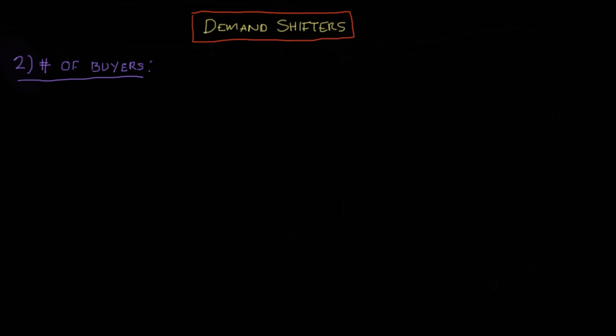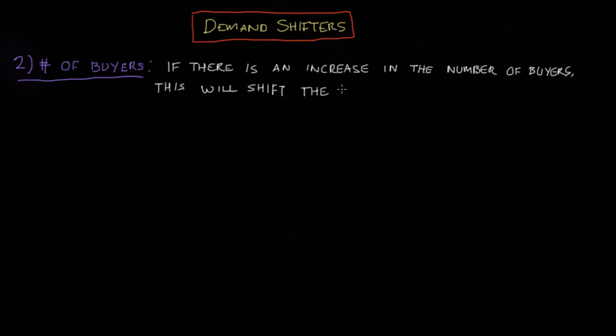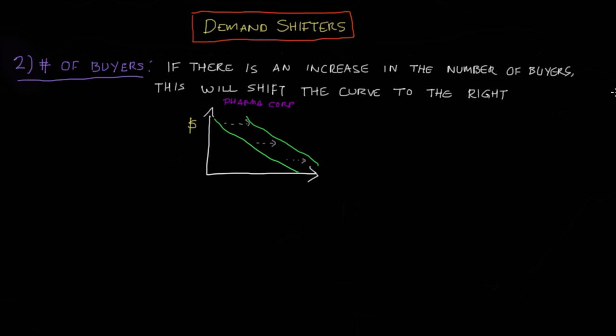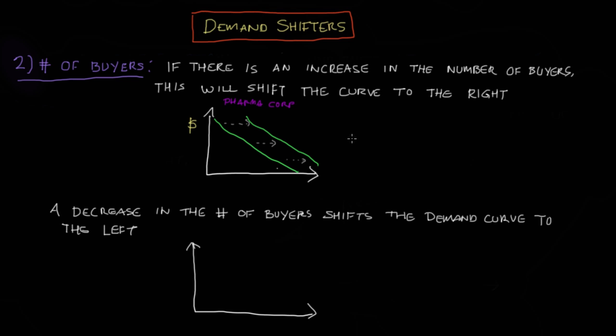The second demand shifter is the number of buyers. If there is an increase in the number of buyers, in this case traders or investors who look to acquire shares of PharmaCorp stock, this will shift the demand curve to the right. But if there is a decrease in buyers because maybe there is uncertainty in the market or investors or traders are on vacation for the holidays, this will evidently decrease demand, which will cause a shift in the demand curve to the left.